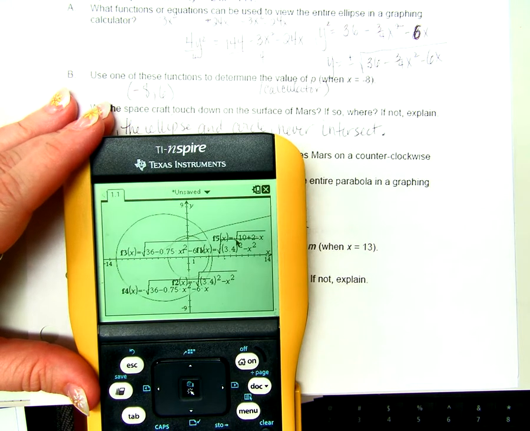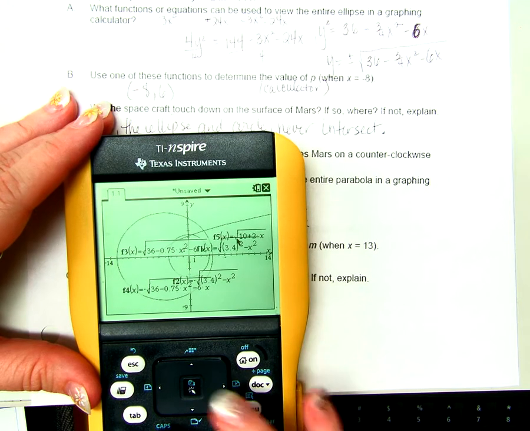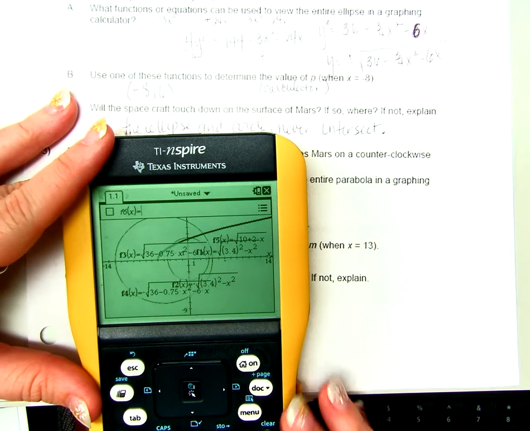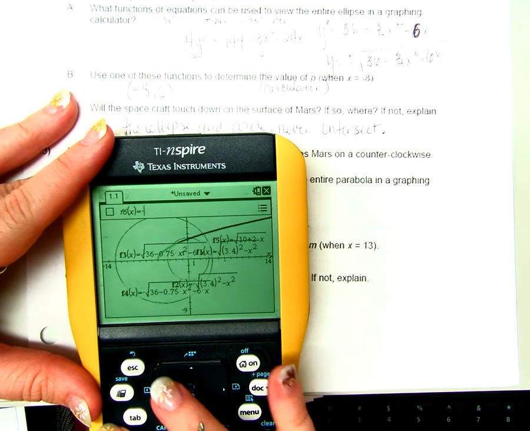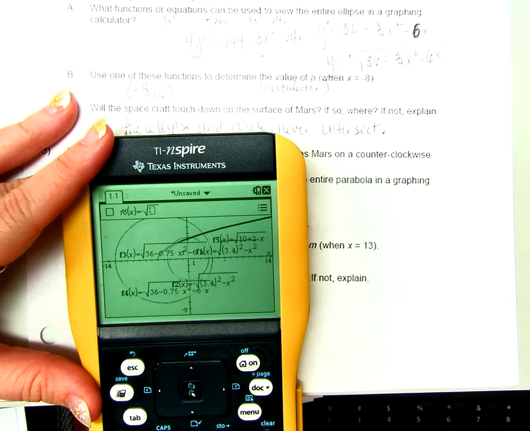So that's the top of mine. Tab. Y equals negative the square root of 10 plus 2x.